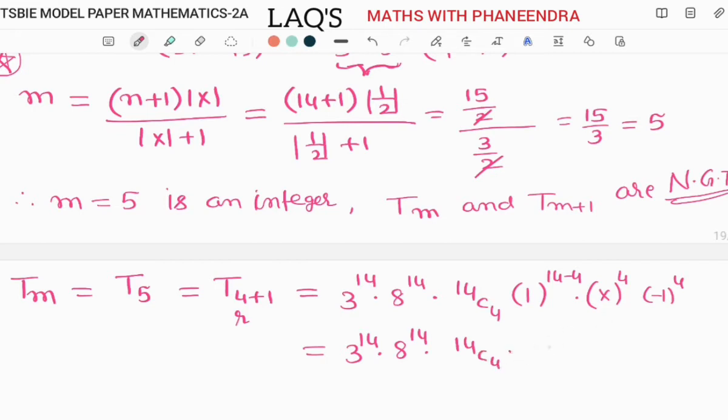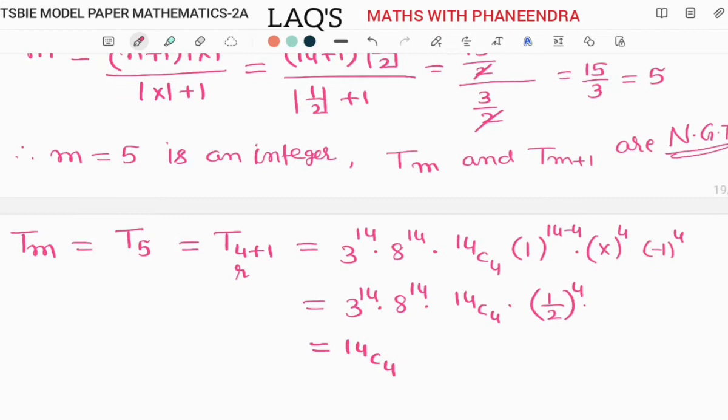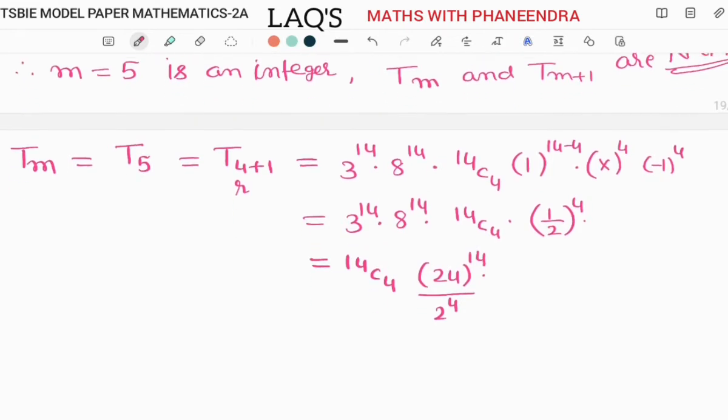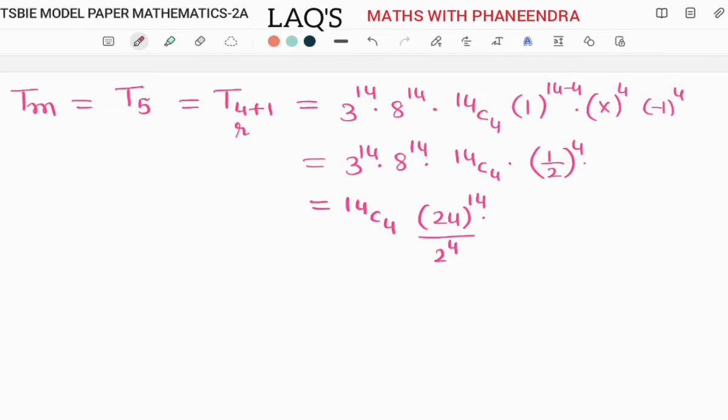1 power anything is 1 only. X value, capital X is equal to what? 1 by 2. We already wrote that. 1 by 2 whole power 4. Minus 1 whole power 4 is also plus only will come. Now simplification. You can leave it like this. Why? Because first 14C4 we can write it. 3 power 14 into 8 power 14, 3 into 8 is 24, 24 power 14 into 1 by 2 whole power 4, means 2 power 4. You cannot simplify. Why? Because big values will come now. We can leave it.